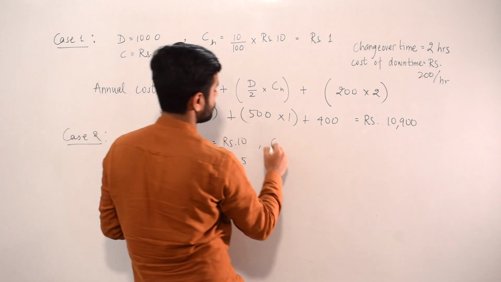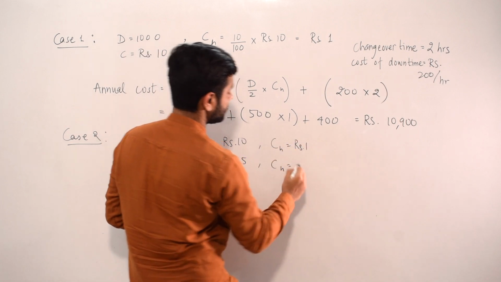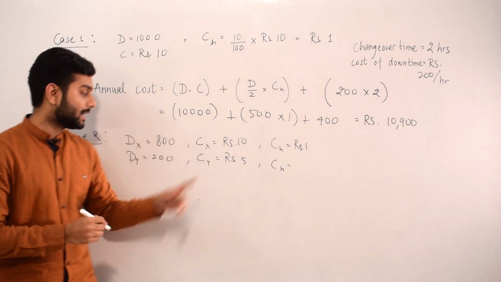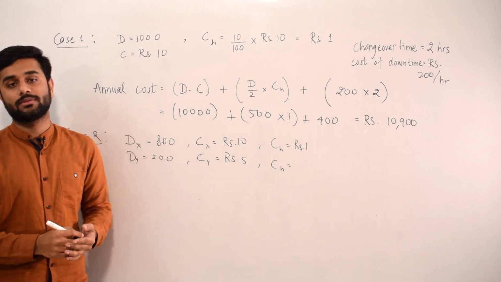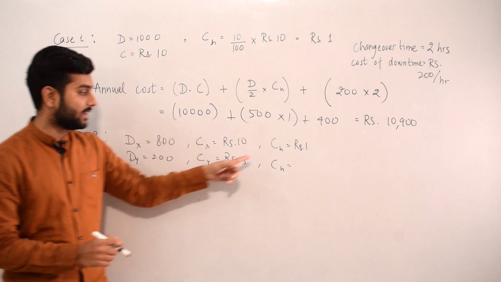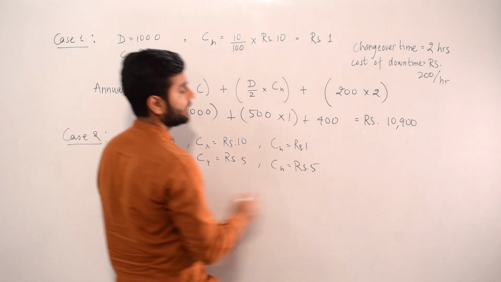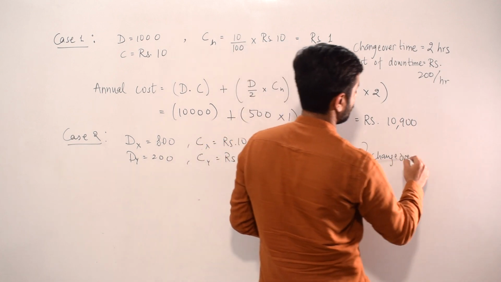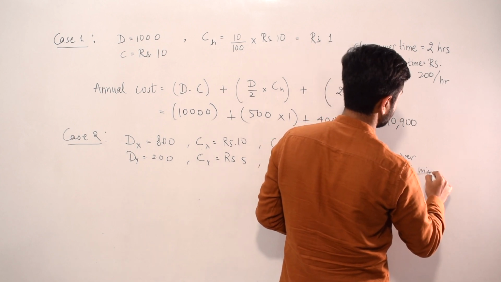Holding cost is rupees 1 for x, we know it already. But for y, if you see the question, the holding cost for the part given by vendor y was 100% of the unit cost. Unit cost is rupees 5, so the holding cost is going to be rupees 5. And for this case, the changeover time is equal to 6 minutes.